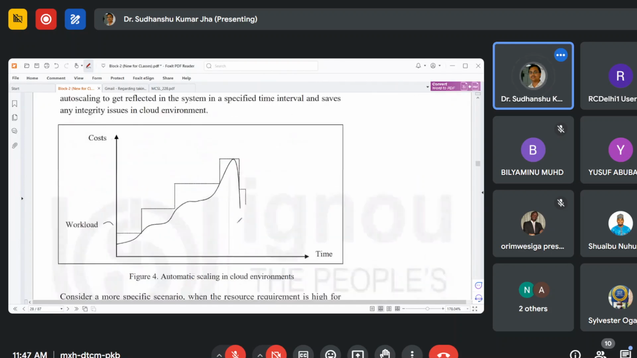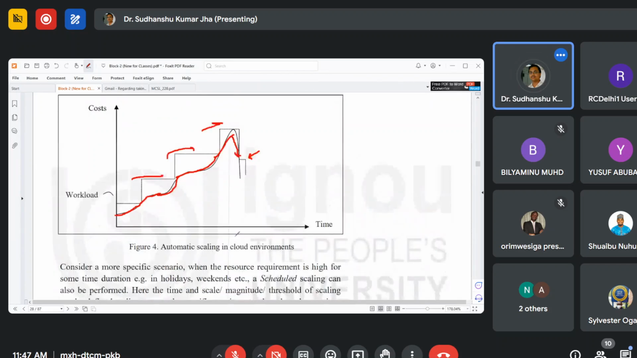You can see here this is the workload, this is the workload, and this is the workload. As soon as the workload is increased, scaling up is done. The workload is increasing, scaling up is done. The workload is now decreasing, scaling down is done. So this is automatic scaling in the cloud environment.